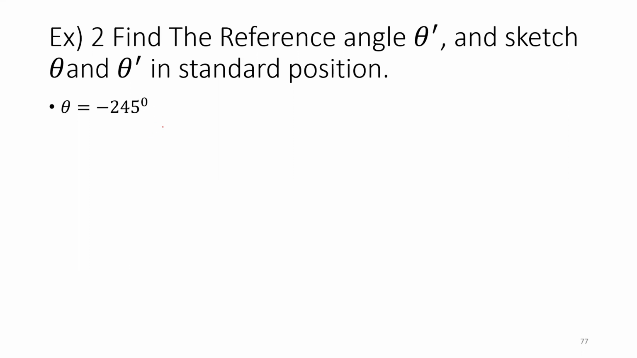So negative 245, where would that be in your unit circle? Well, I know that negative 270 is right here, right? So negative 245 should be somewhere around quadrant 2, right?